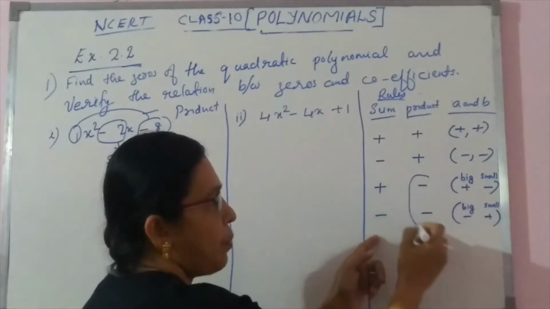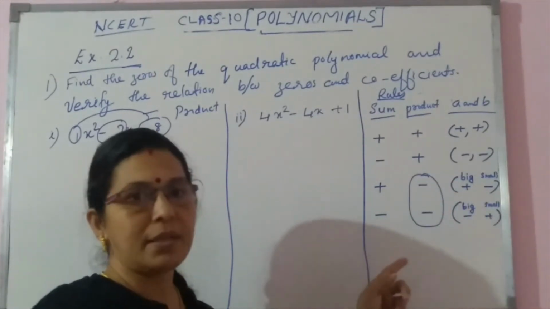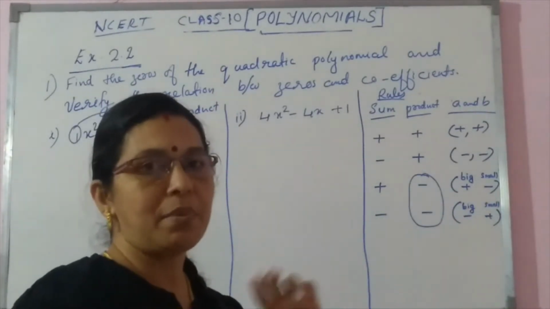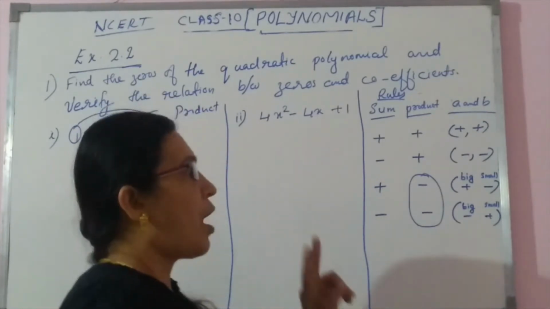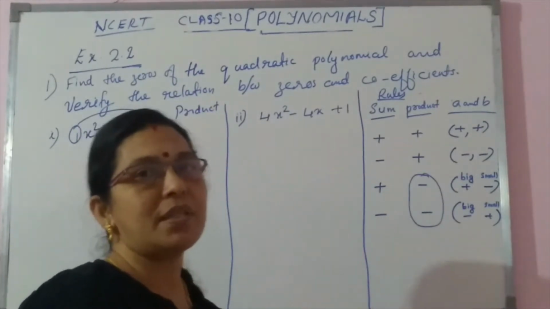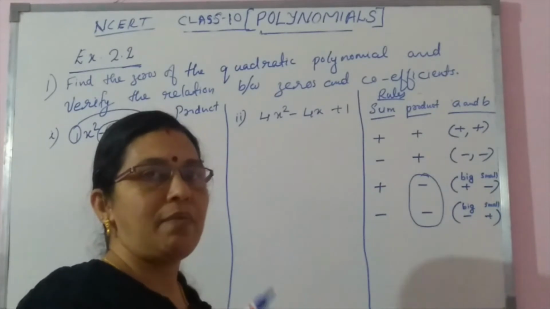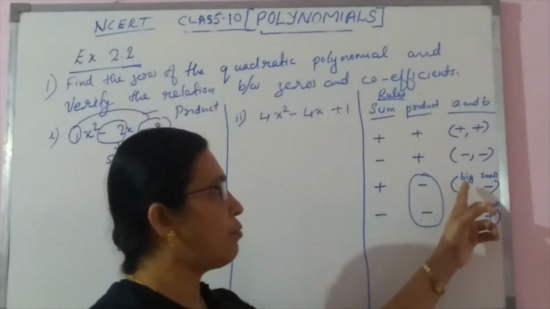Here the sum is negative and the product is negative. In 2 cases the product is negative. If the product is negative, surely both numbers have different signs. So how to identify the sign of the numbers? Which number will get plus and which number will get minus? For that you have to find it out.